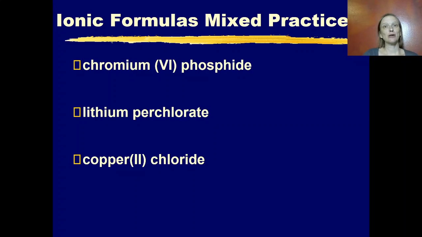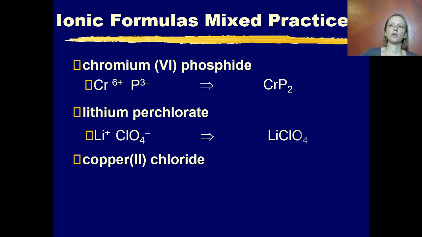Here are 3 new examples for you to work through. Again, pause the video and come back and check your answers. Chromium 6 phosphide is made up of chromium ions with a charge of +6. Phosphide has a charge of -3, so the correct formula is as shown. Lithium perchlorate has these ions, which join together to form this compound. Copper 2 chloride has ions with these charges, which form this compound.